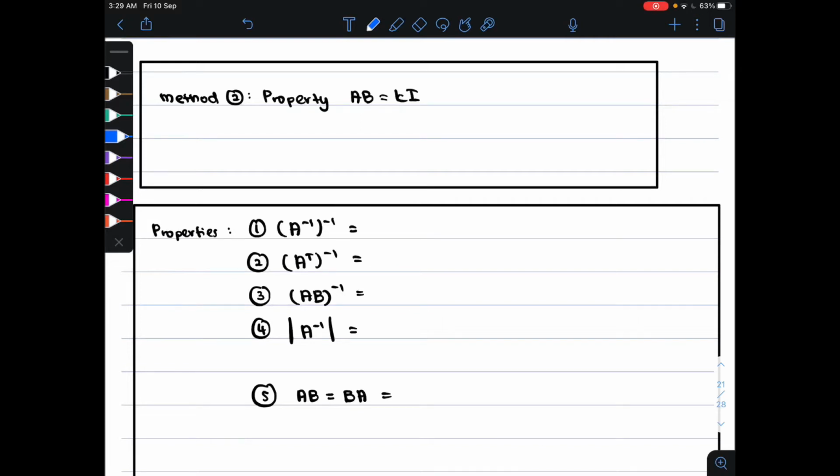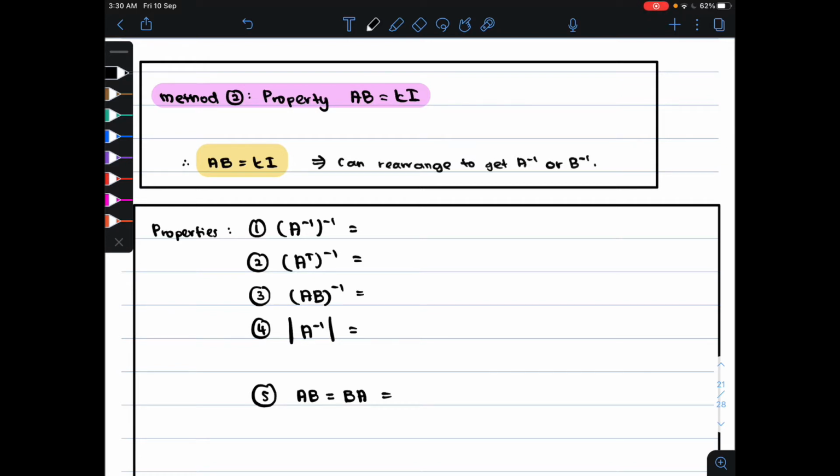The second method of finding inverse matrices is by using the property AB equal to KI. So you just need to get AB equal to KI where K is a constant. And from this property, you can rearrange in order to get A inverse or B inverse depending on the question.